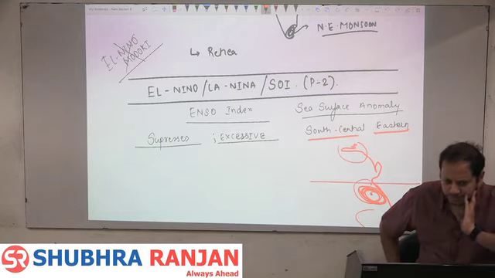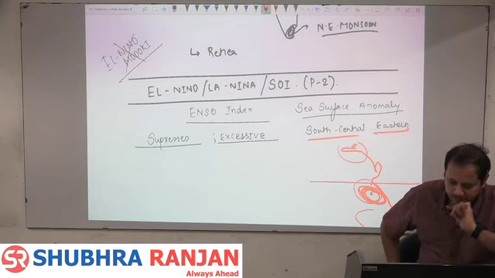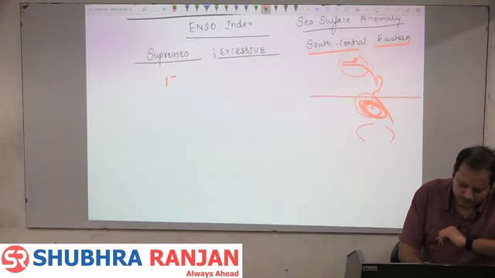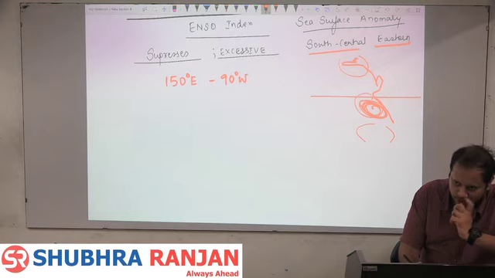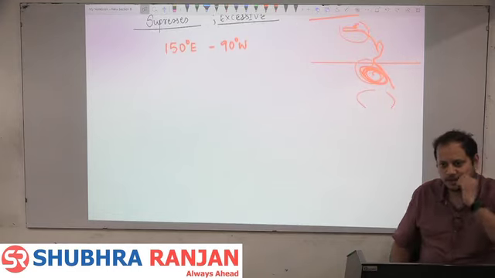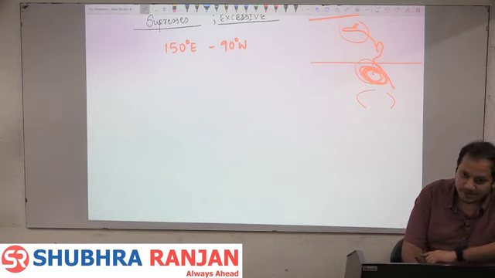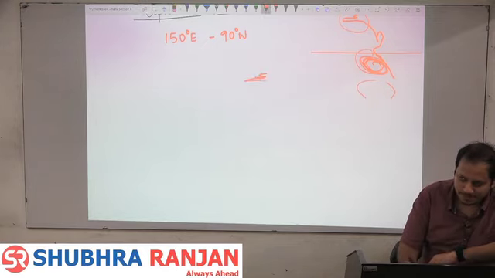Between 5° north and south of the equator, and from 150° east to 90° west. What is this? Longitudes. What is the longitude of the Indian Ocean dipole? 90° east, 70° east or west? East. Why is it 150° east to 90° west here? Yeah, it should be 90° east.